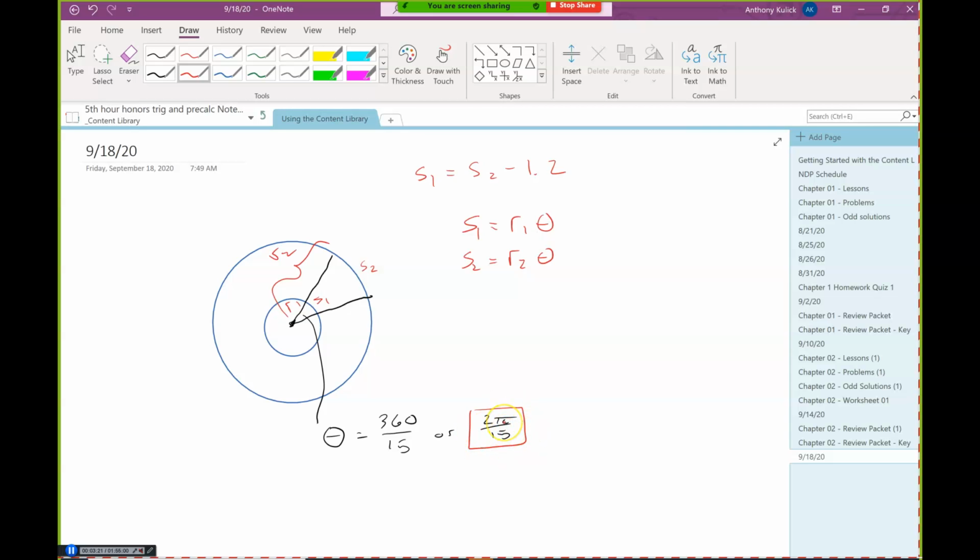And now I could plug in 2 pi over 15 right now for theta if I wanted to. I'm going to just hold off on that because I have some more algebra to do to get this to a place where I can do something with it. But until I do that, I'm just going to leave it as theta because it's less to write down. But you can plug that in whenever you need it to. Everybody so far so good? Okay, so I'm going to start by making the substitution for S1 that says S1 is equal to S2 minus 1.2. Everybody okay there?